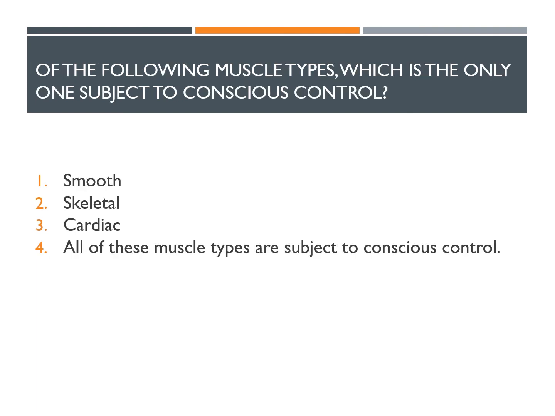Of the following muscle types, which is the only one subject to conscious control? Is that smooth muscle, skeletal muscle, or cardiac muscle? Or are all of these muscle types subject to conscious control? I hope you said skeletal muscle. Skeletal muscle, we say, is a voluntary muscle because it is under conscious control. Somewhere in your brain, an impulse has to say, move this muscle, in order for the muscle to contract. And you do this consciously.